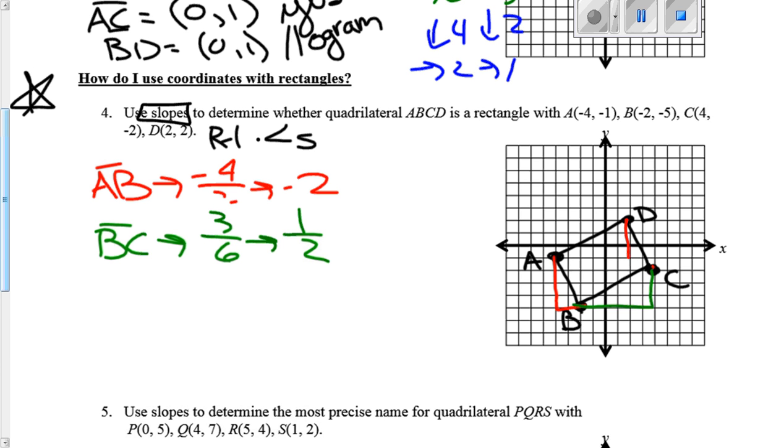1, 2, 3, 4 over 2. Okay, notice that AB and DC are both going in the negative direction, so they're negative slopes. And then my last one, A to D, going up 1, 2, 3 over 6.